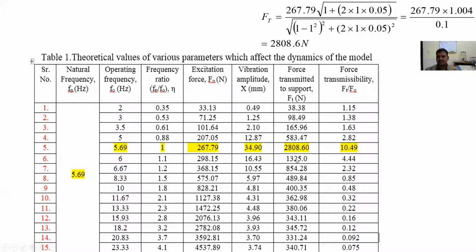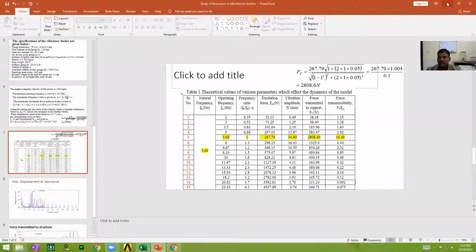We know that transmissibility is the ratio of output upon input. The input force is this, but the output force is this one. When you calculate the ratio, or Q factor, you get around 10.49. This is a huge amount of force transmitted to the structure, and it creates a lot of resonance. Because of resonance, most of the force goes to the foundation, and it can also damage the foundation and nearby equipment if we don't take care of it. Now let's try to understand the setup first.